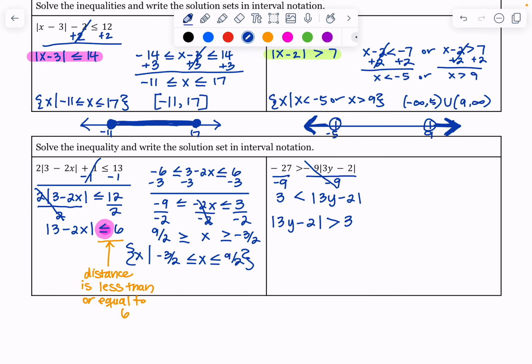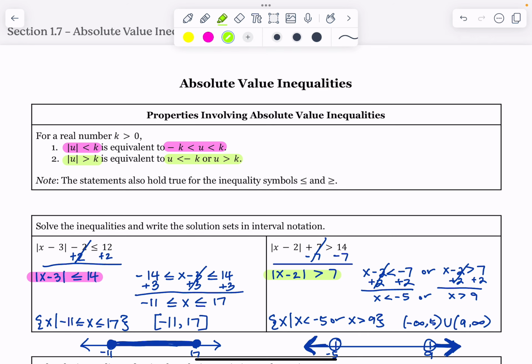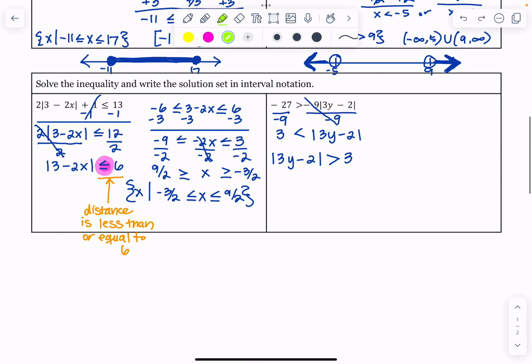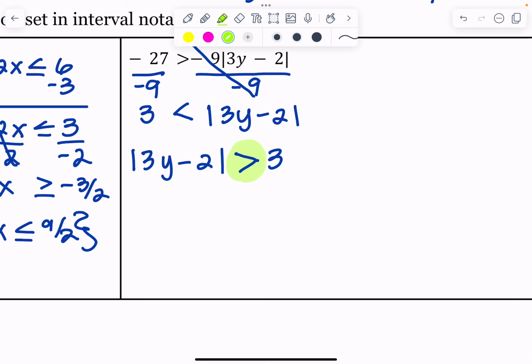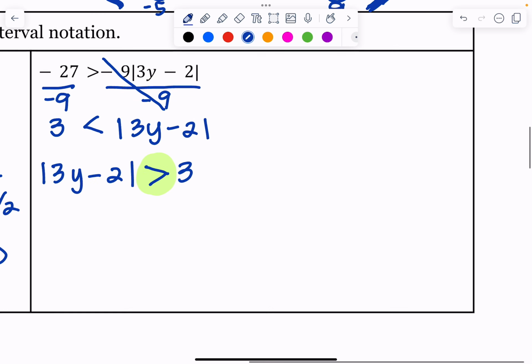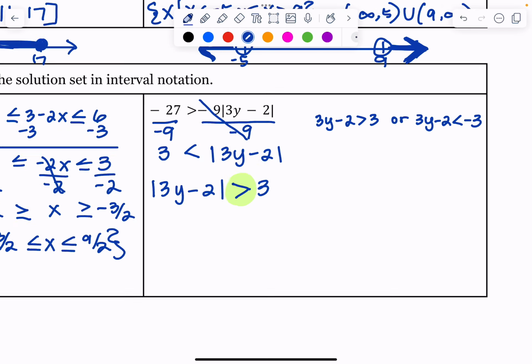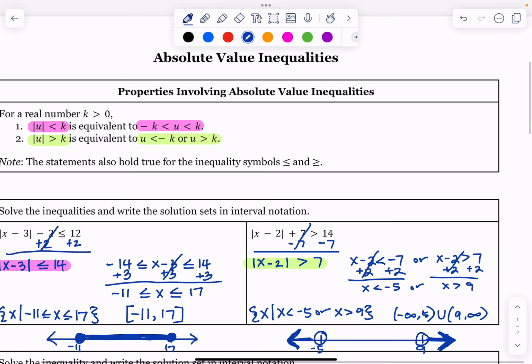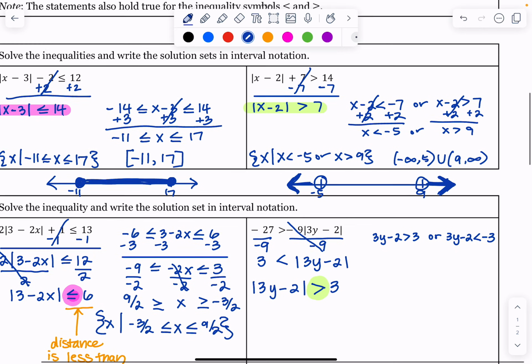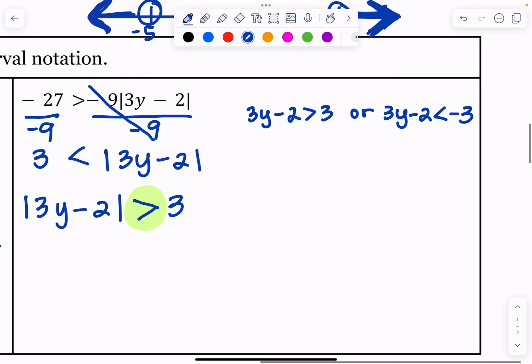And if we go up to our properties, we have a greater than symbol, which correlates with what we highlighted in green. So we are going to apply this rule right here. Let me take that down here. This correlates with the green. And so we are going to have, I'm going to try to write small enough so we're not too crowded, 3y minus 2 is greater than 3, or 3y minus 2 is less than -3. I'm going to go up and just double check that I did that correct. Yes, okay. So you flip it when you do the negative.